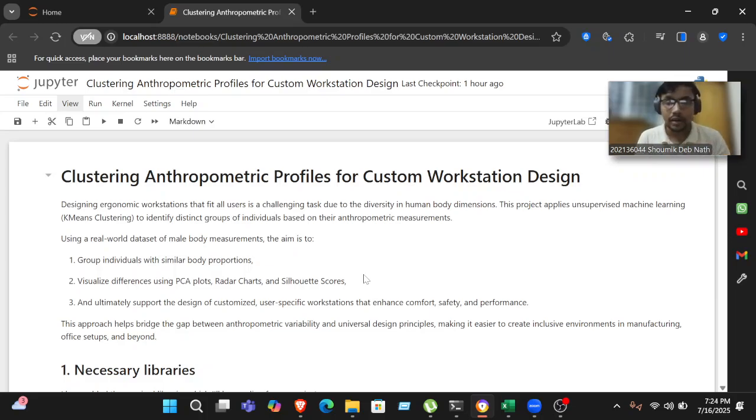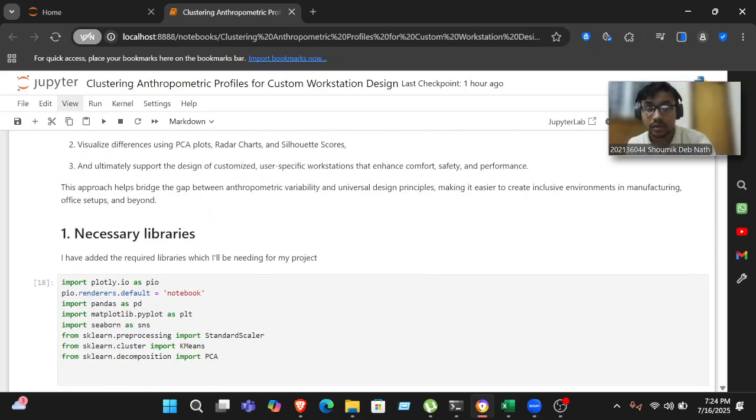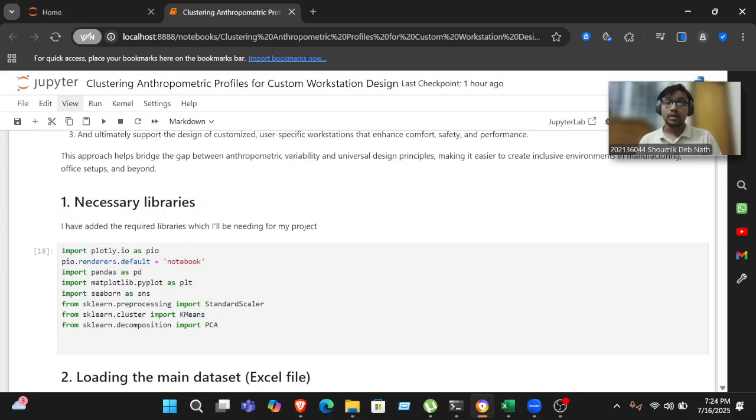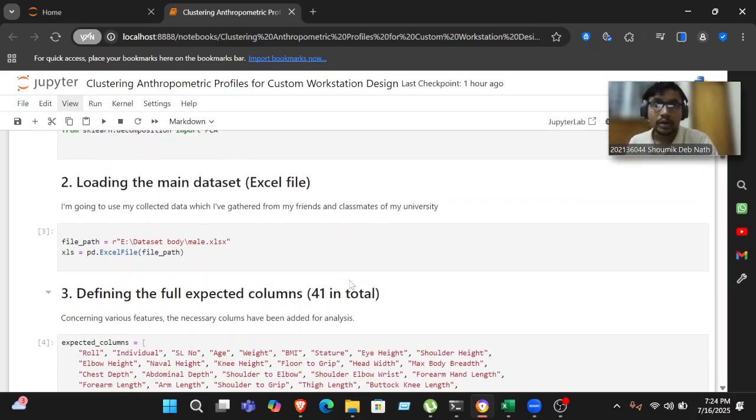So let's get started. Here are the necessary libraries that I have imported. As you can see, I have imported Plotly, Pandas, Matplotlib libraries, and so on, for the visualization purpose, of course. And secondly, I loaded the main data set, the data set that I collected from my university and have been working on through this project.